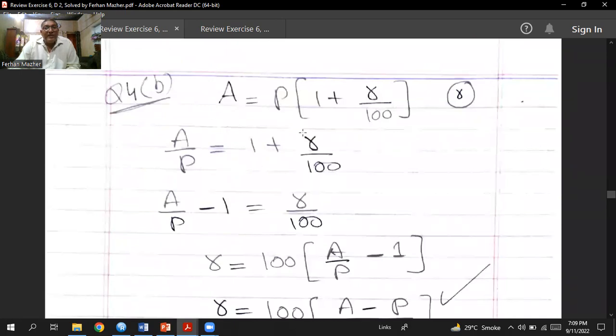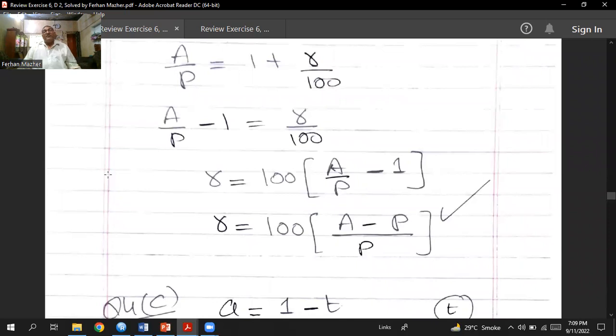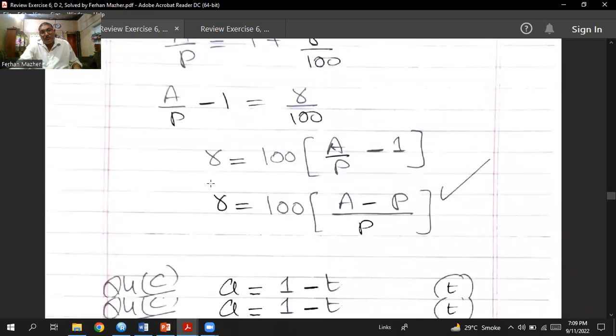So A equals P bracket 1 plus R by 100 bracket close. I want R the subject of the formula. This P will go on the other side. It will divide there. This positive 1 will go on the other side. It will subtract there. So you will have a by p minus 1 equals r by 100. So r will be equals to 100 bracket start a by p minus 1. So if you take the LCM, it will be p. So you will have r equals 100 bracket a minus p divided by p.